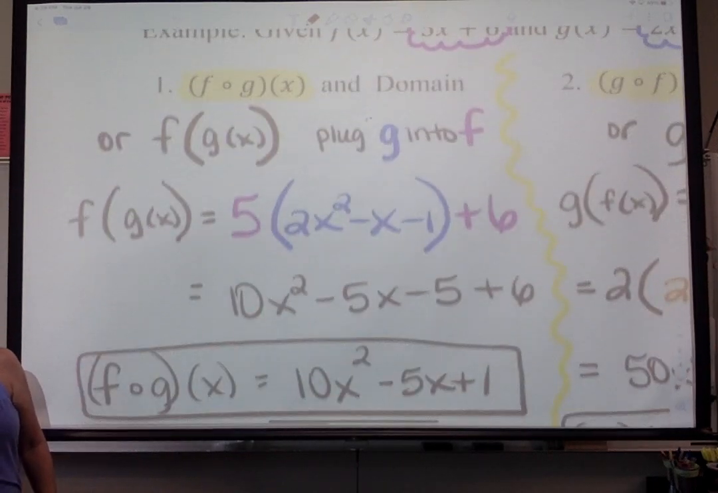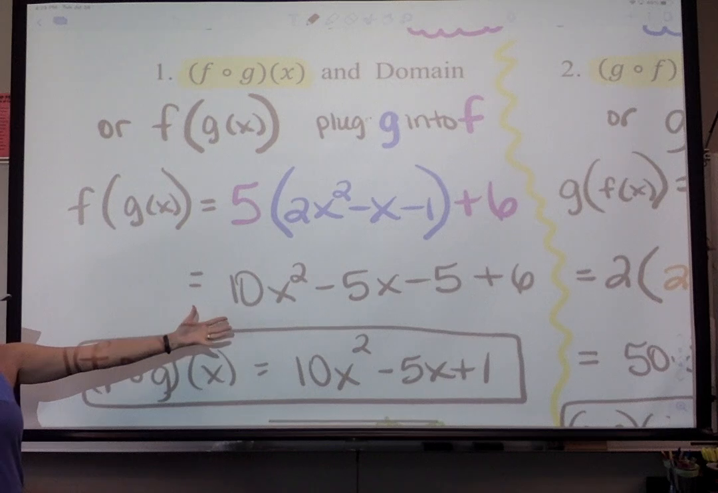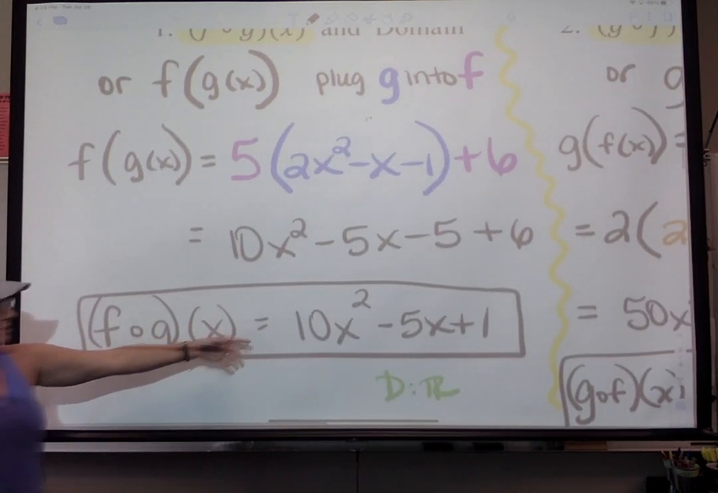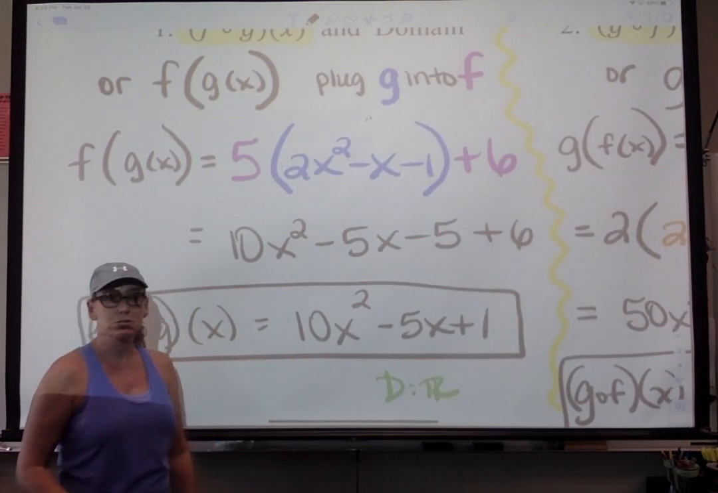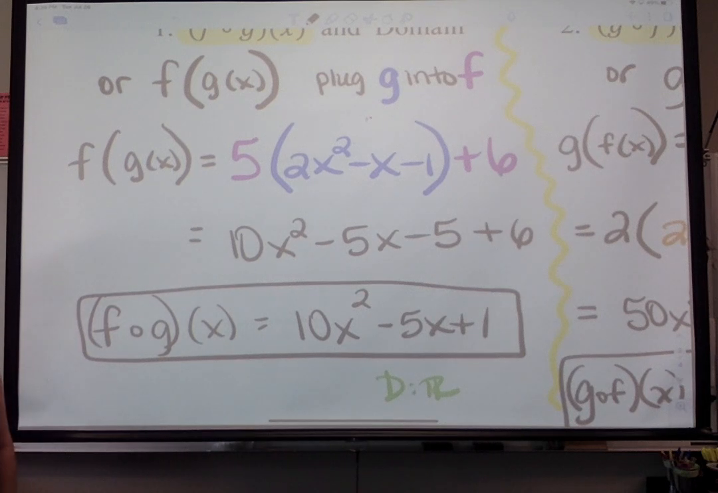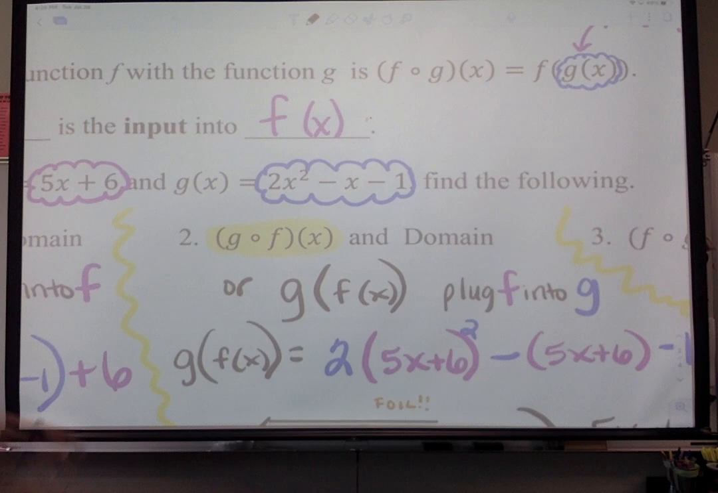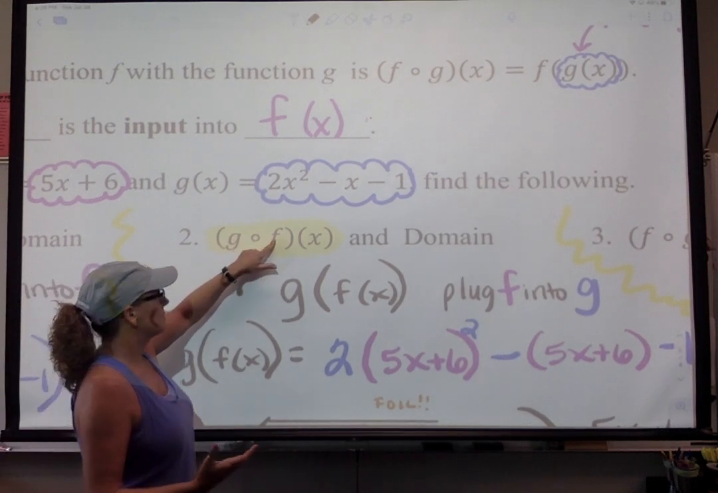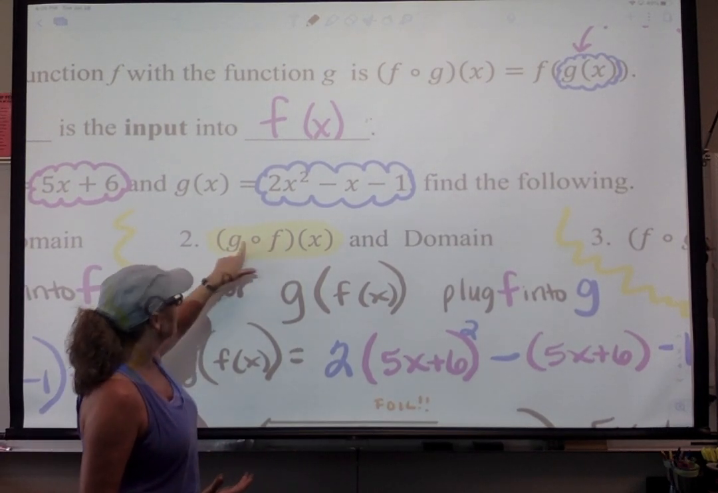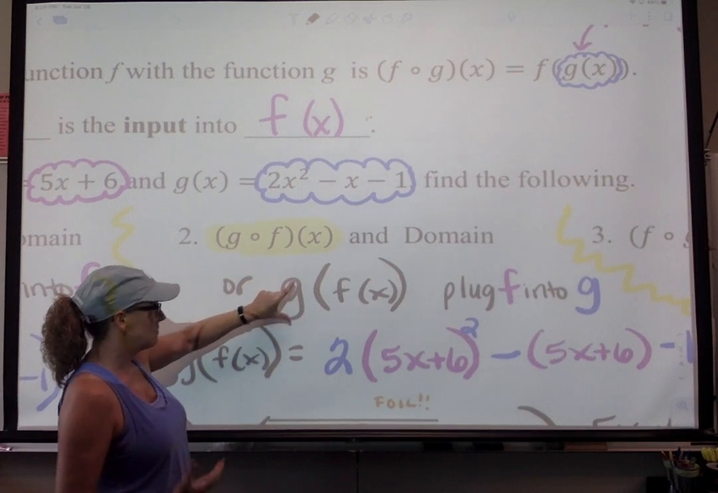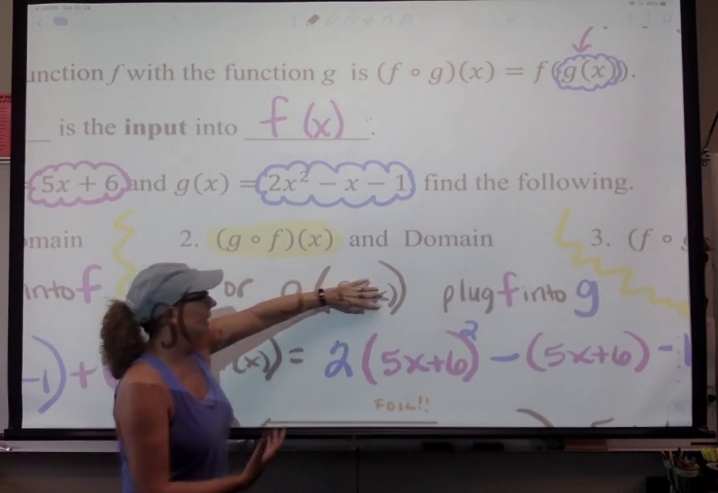Distribute, collect like terms. I get just a basic quadratic, so my domain is all real numbers. Okay? Next one says, all right, do the same thing, only backwards. So this time we're doing g composition f. G of f of x.